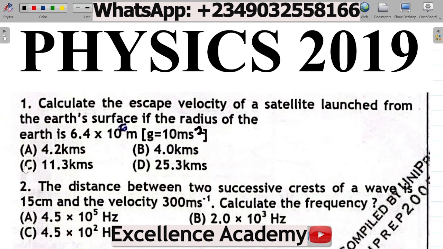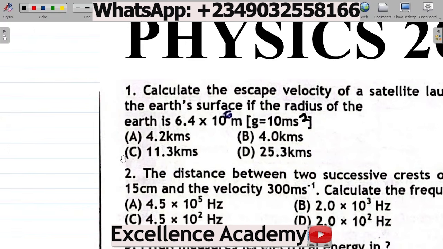So you have options there. A, 4.2 kilometers. B, 4.0 kilometers. C, 11.3 kilometers. D, 12.3 kilometers. So how do we solve this question? Now for this question, let's write out a formula.